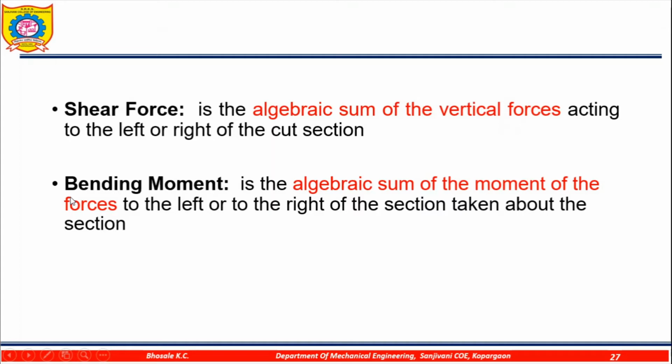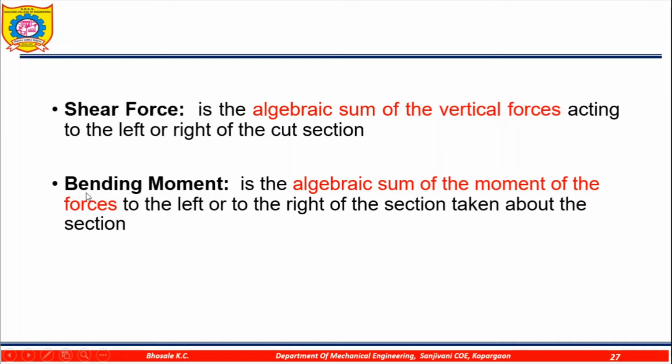Then what is the shear force and what is the bending moment? So shear force is the algebraic sum of all the vertical forces acting to the left hand side or the right hand side of the cut section. So on any beam, we have to take a section, and either the left hand side of the section or the right hand side of the section, whatever the vertical loads are there, we have to take the algebraic summation of that. So that will be equal to the shear force.